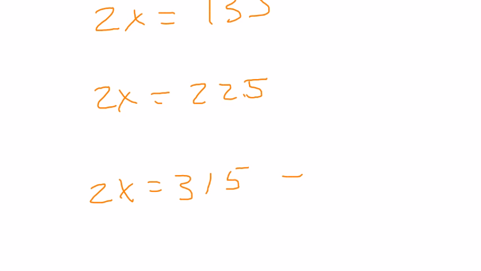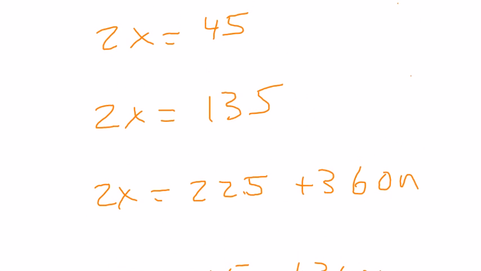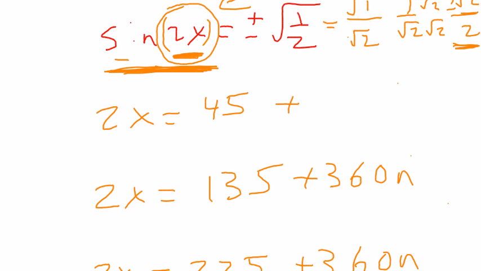To each of these, we're going to add 360n, just like all the other problems we've been doing so far. And I'm adding 360 because sine repeats every 360 degrees. Okay, because its period is 360 degrees. If this was tangent or cotangent, I would just be adding 180n, but this is sine. The last step to solve for x is to divide every term by 2.